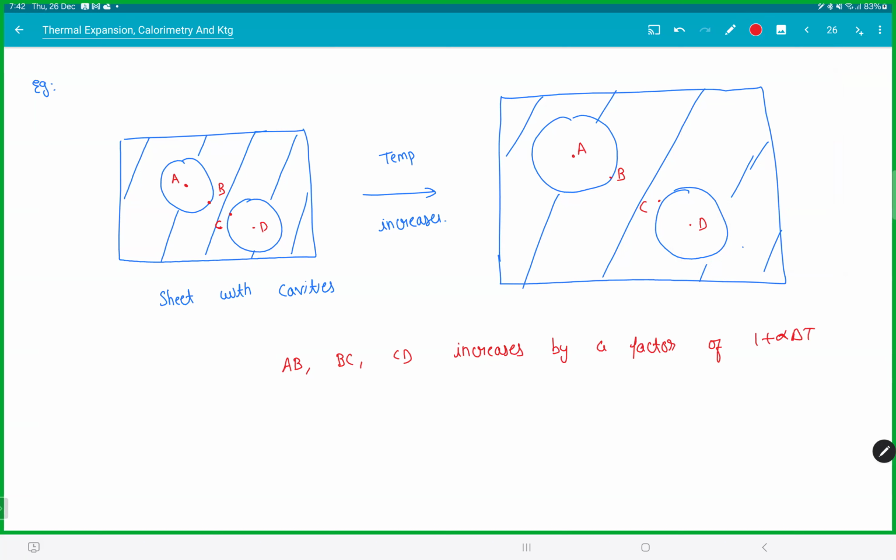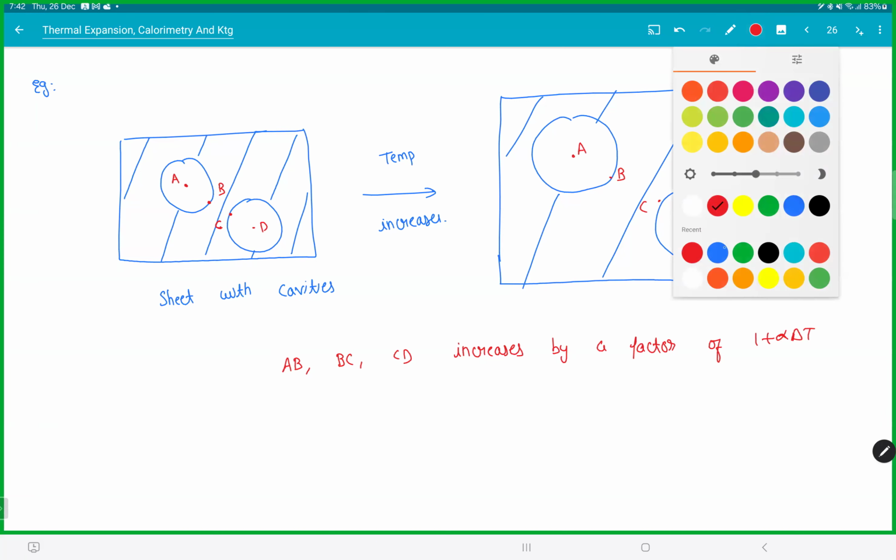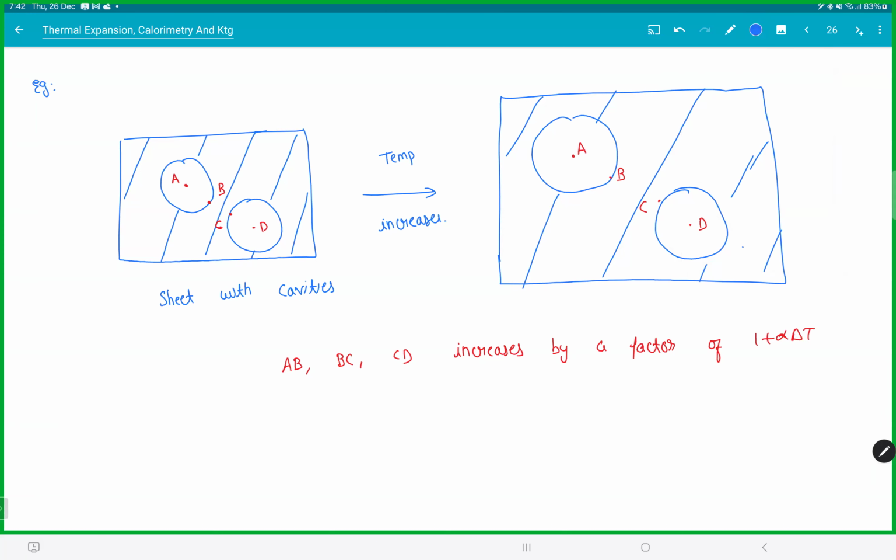Clear, everyone? That is one more thing about the cavities. Clear? Any doubts on this? Next thing.